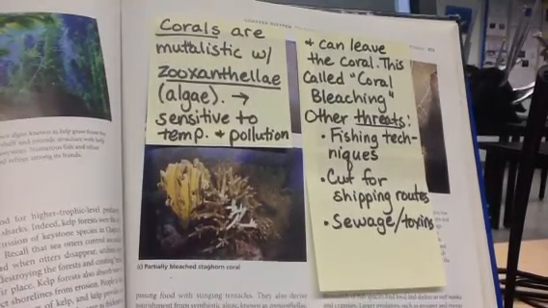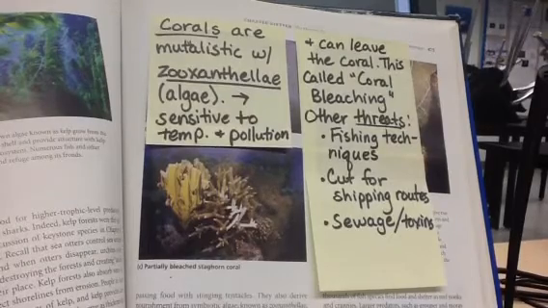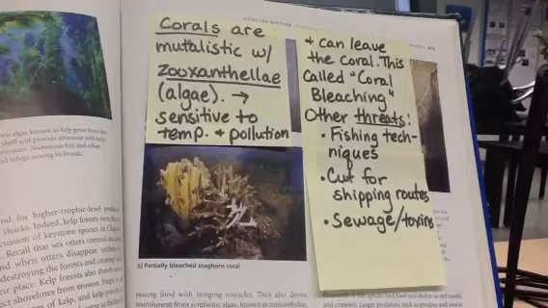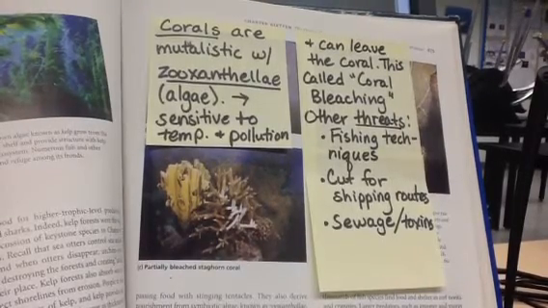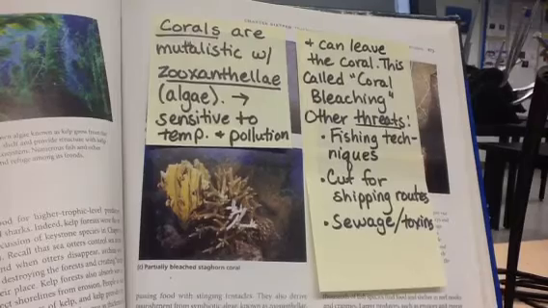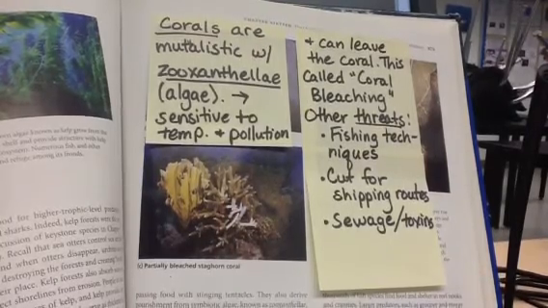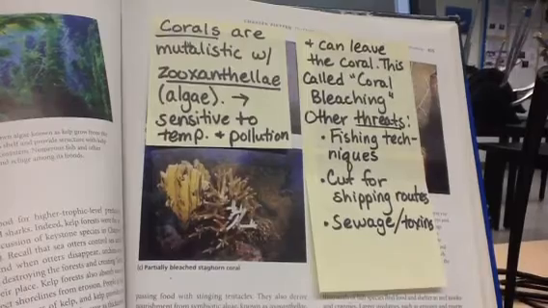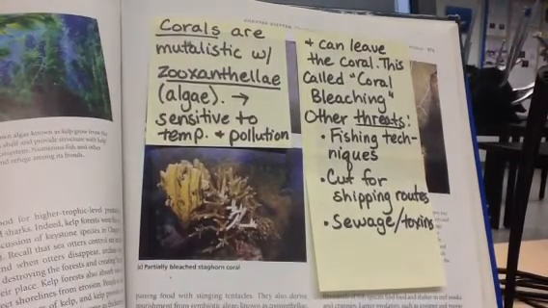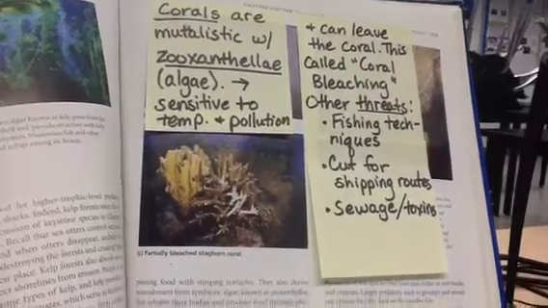When the zooxanthellae leaves the coral, it's called coral bleaching because the zooxanthellae provide color for the coral, and when the zooxanthellae leave, there's no color, and so the corals look white or whitish. Other threats to coral reefs: fishing techniques can harm the corals. The corals are cut for ships to go through, and sewage and toxins hurt the reefs.